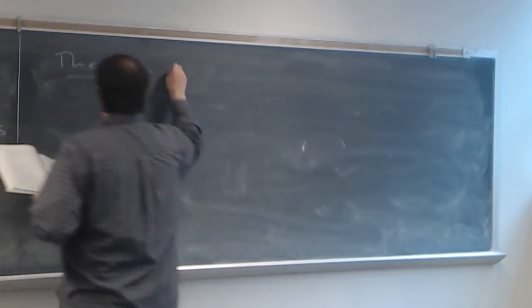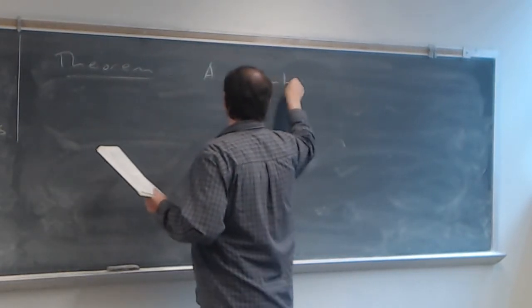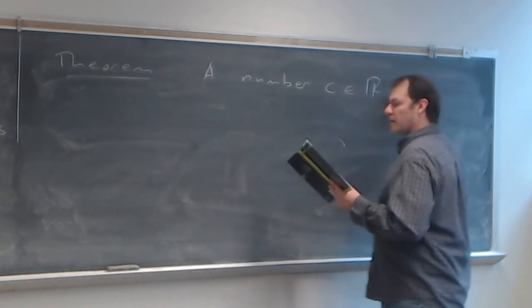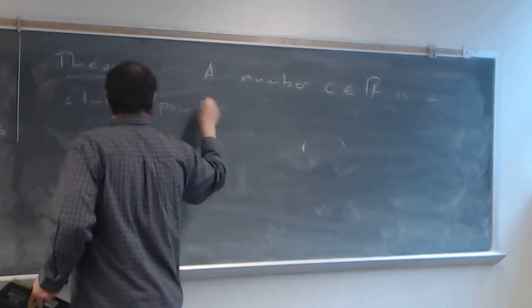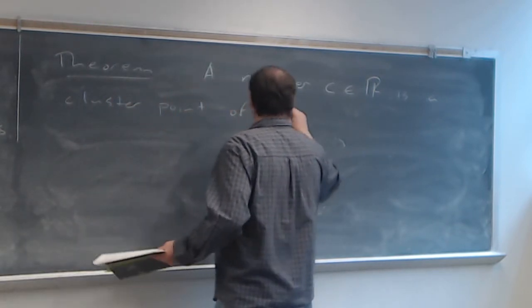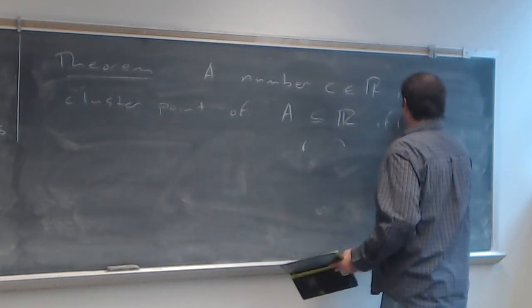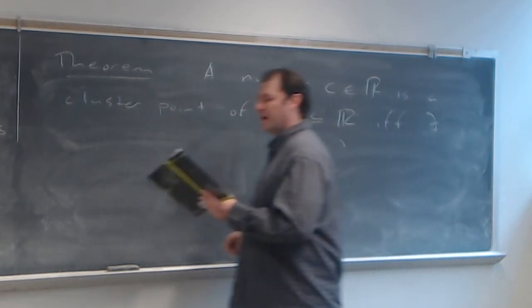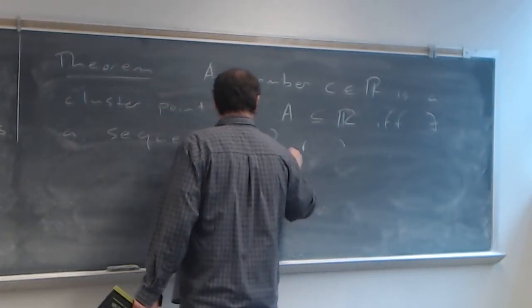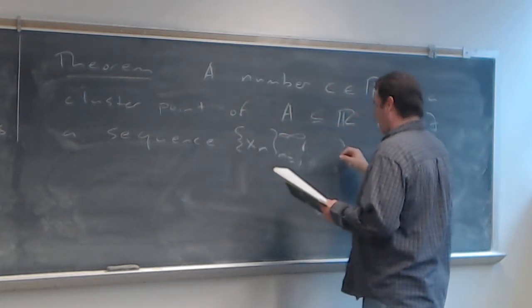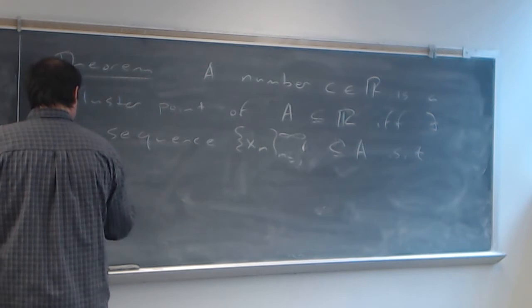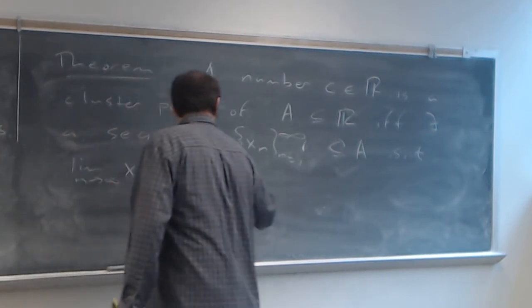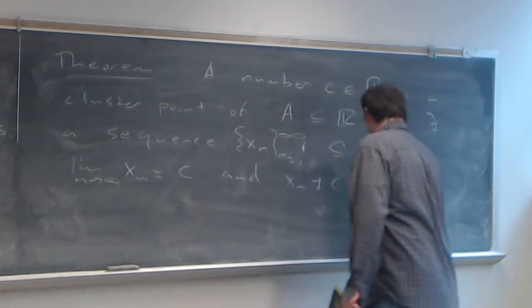So here's the theorem. It says a number C is a cluster point of a subset A of R if and only if there exists a sequence, I'll say x sub n, n running from 1 to infinity, contained in A, such that the limit as n goes to infinity of x sub n equals C, and x sub n is different from C for all n, an element of the natural numbers.